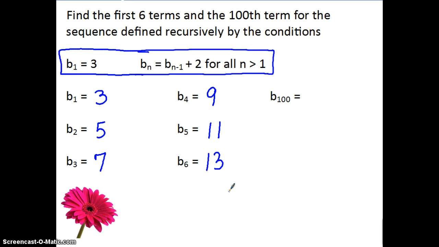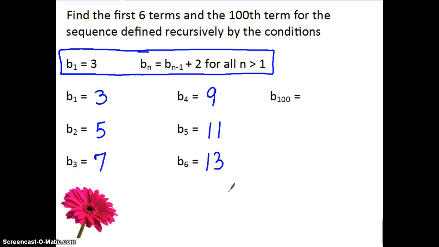Now, to get B sub 100, the 100th term, we're really going to have to think about this because we can't just plug in a 100. We're adding 2 every time. We know that's the pattern, but we have to think about how many times we need to add 2. I'm at the 6th term now, and that's 13. I could just sit here and add 2 and add 2 all the way up to 100, which might take a while. Even in your calculator, if you add 2 and just keep pressing enter, that's going to take a while. Or we could think about how many 2's we need to add.